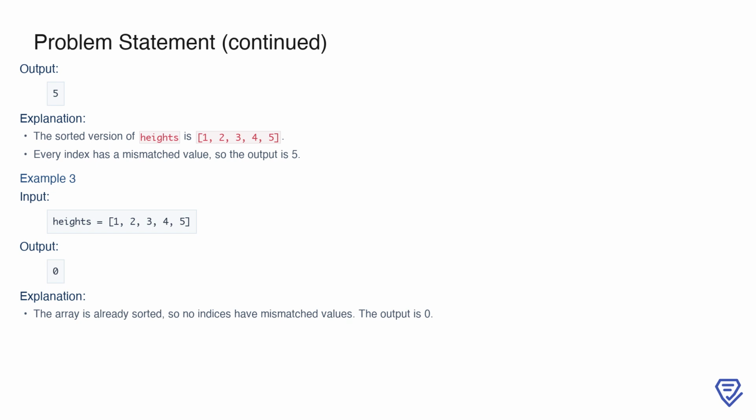In the third example, the input array is 1, 2, 3, 4, 5. Here, the array is already sorted, so no indices have mismatched values. The output in this case is simply 0 because there are no students out of position.